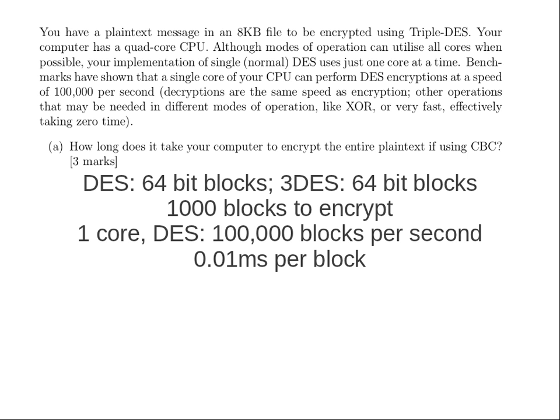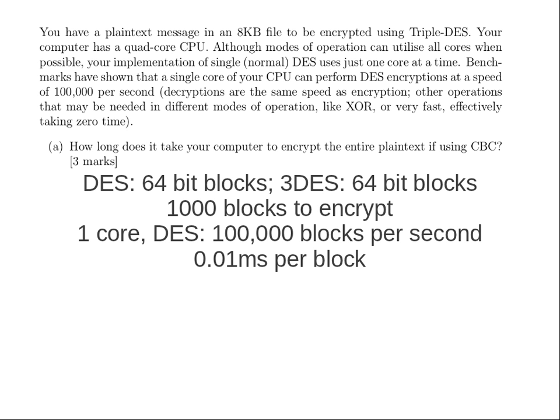We have an 8,000-byte file. If we divide it into blocks, 8,000 bytes is 64,000 bits. 64,000 bits divided by 64 bits is 1,000 blocks. So you have 1,000 blocks to encrypt. We can encrypt at 100,000 blocks per second using 1 core. So it would take 0.01 milliseconds per block, just 1 divided by 100,000.